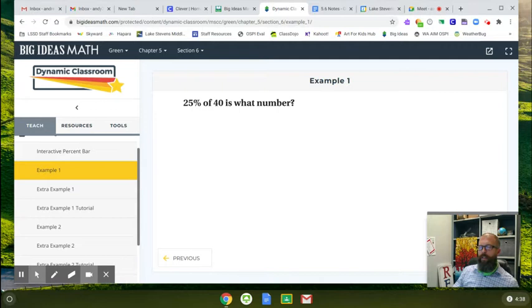So we've got to be careful on these and make sure we answer the question that they're asking, because there's multiple things that we could be finding out. And we have to make sure we answer what they ask for. So 25% of 40. How do we figure that out?